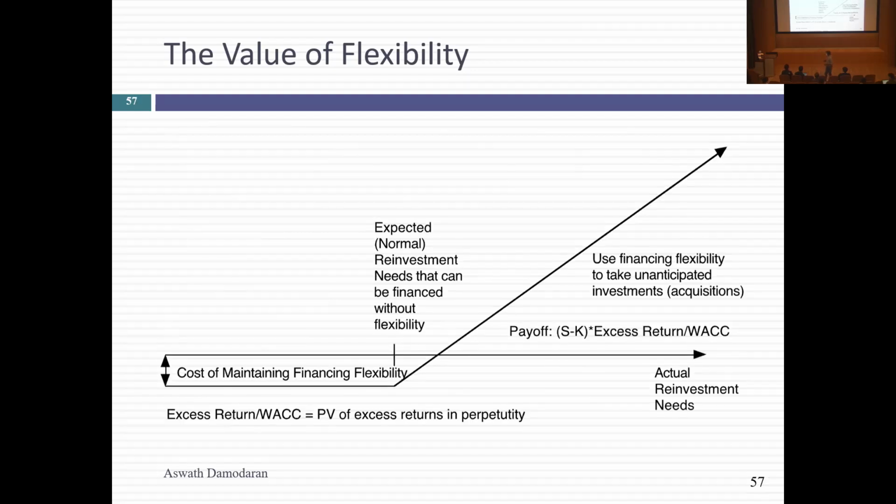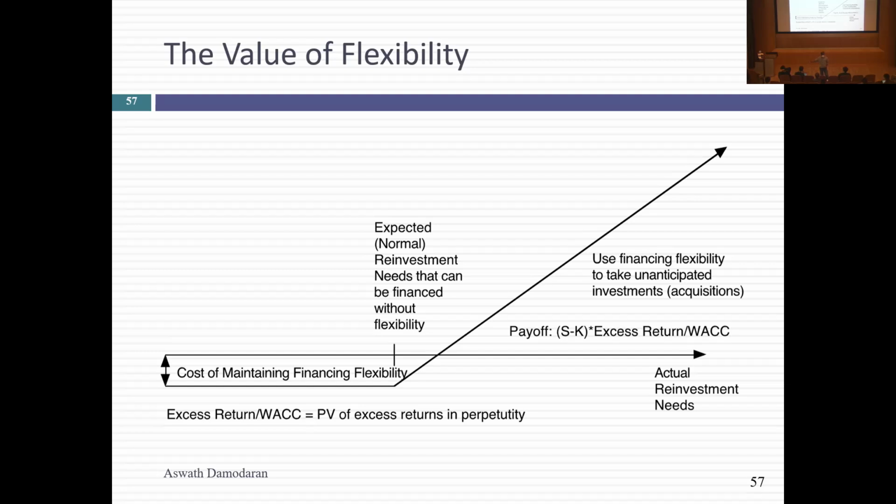It's a very messy option to draw, so I'm going to try. You take any company, there's a certain amount of your reinvestment needs you can meet through your regular financing, your bank credit lines. So let's suppose that's your strike price. So if it's 6% of value, it's up to 6%, you have no problem. You can raise the capital and take the projects. But let's say the greatest project of all time comes along and it requires more than 6%.